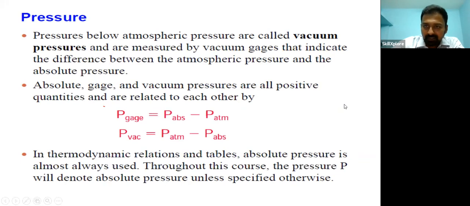From an examination point of view, pressure measuring gauges and topics related to pressure are repeatedly asked in your examinations, and that too in a problematic manner. So we need to understand the topic, and we need to understand the difference between the different types of pressures, technically speaking, in different terms.